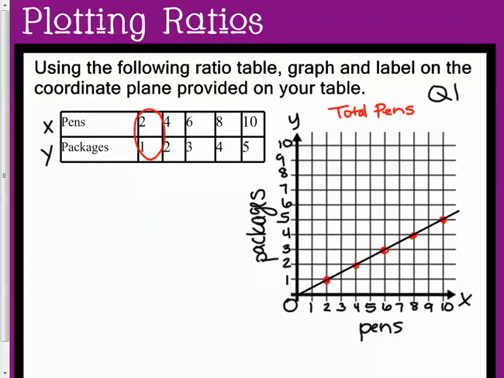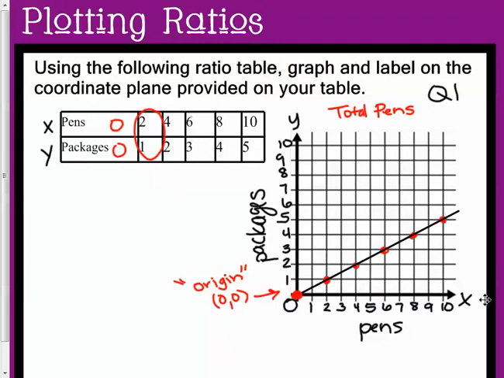Now, where did this all start? At 0, 0. So let's make sure that we mark this. This coordinate is 0, 0. If we had no pens, we would have no packages. Will you go ahead and write that down for me? Make sure that you say that this is called the origin. I want you to know that this is starting at the origin. 0, 0. Starts at the very beginning. And then this travels up at this constant rate.